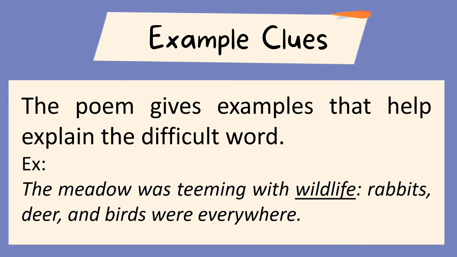In example clues, the poem gives examples that help explain the difficult word. For example, the meadow was teeming with wildlife. Rabbits, deer, and birds were everywhere. The unfamiliar word is wildlife, and the examples given are rabbits, deer, and birds. Wildlife therefore means animals that live independently in natural conditions.